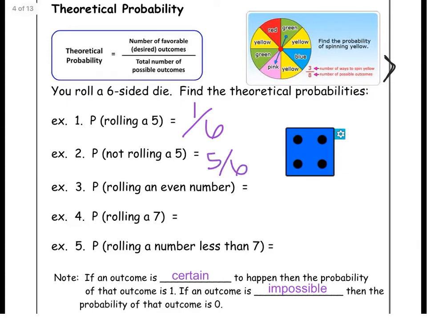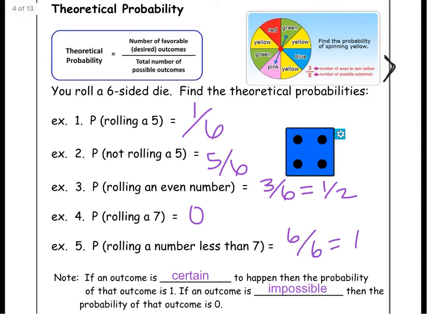Probability of rolling an even number. Well, there's a 2, a 4, and a 6 on a die, so that would be 3 out of 6 sides, which is a half. Probability of rolling a 7 is 0. There are no 7s on a die. And probability of rolling a number less than 7. Well, that's every side of a die. It's 1 through 6, so it's 6 out of 6, which is 1.